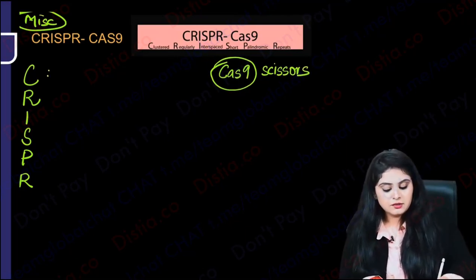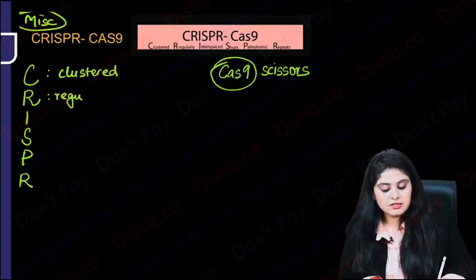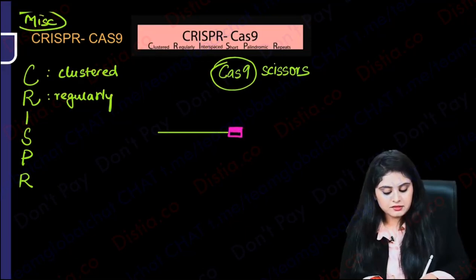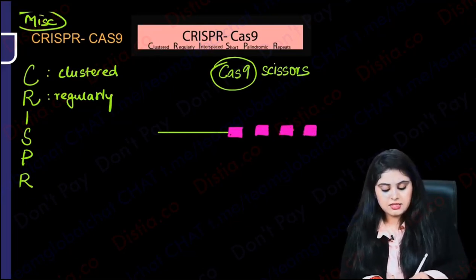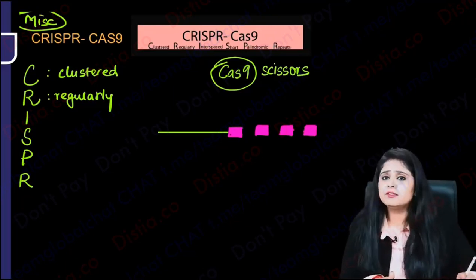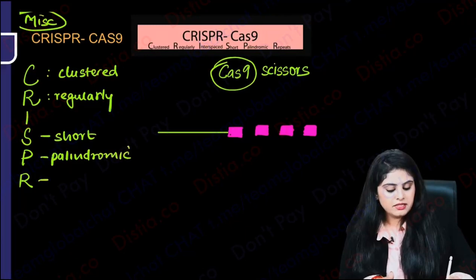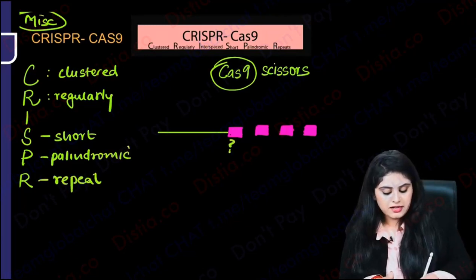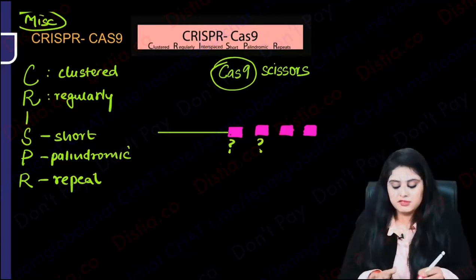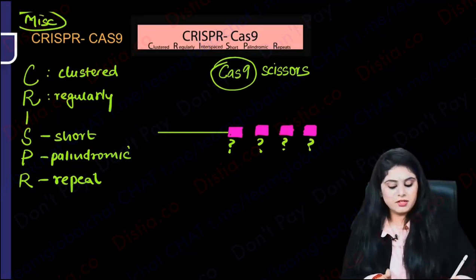What is CRISPR? Look at what is written. Clustered regularly. Something is going to be clustered regularly. So I'll draw a line over here and say there are some clusters. This is one cluster, this is another cluster, another cluster. Okay, there is something clustered regularly. What are these? These are short palindromic repeats, which read the same left to right and right to left. They are clustered regularly, short palindromic repeats.